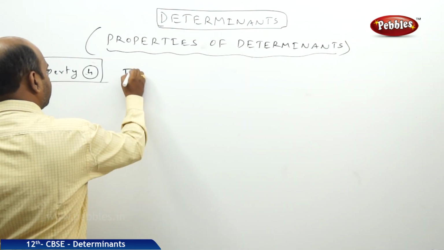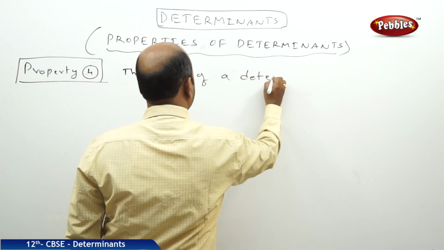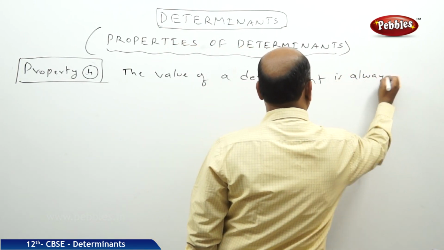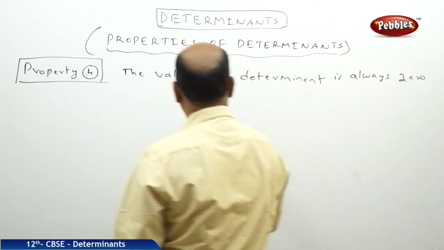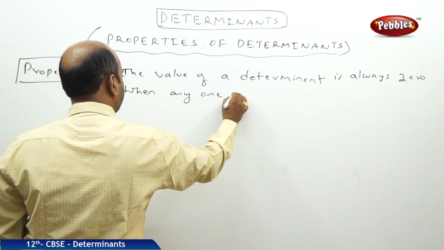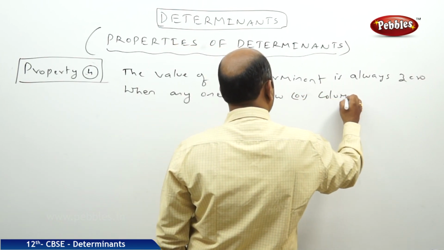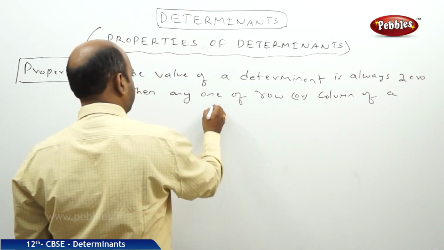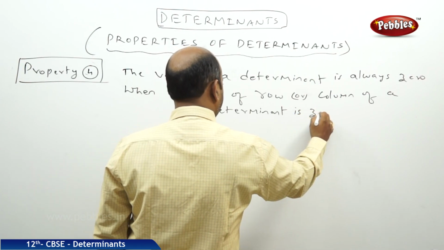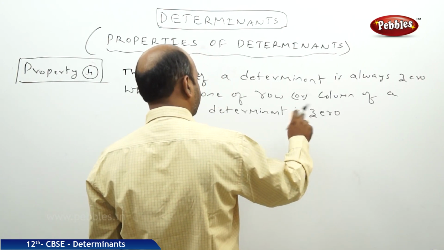Next, the value of a determinant is always 0 when any one of the row or column of a determinant is zeros.